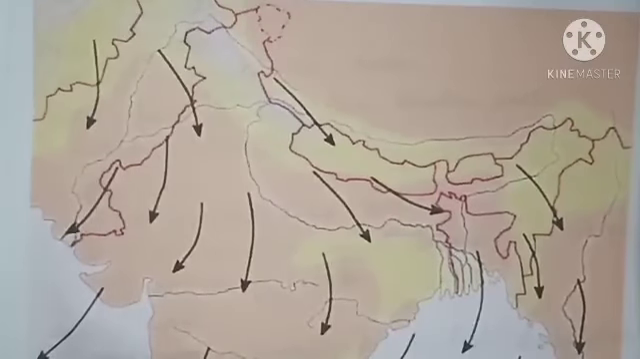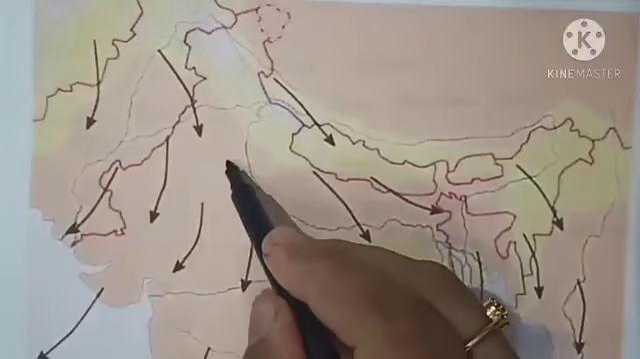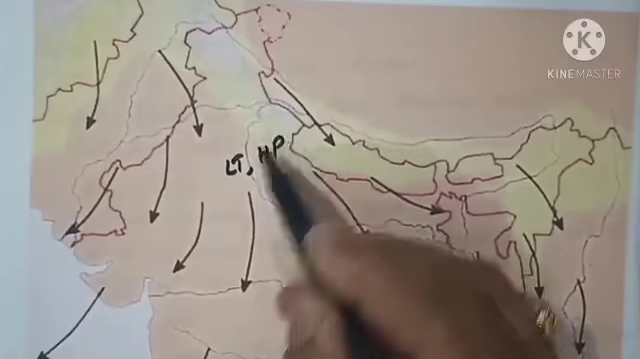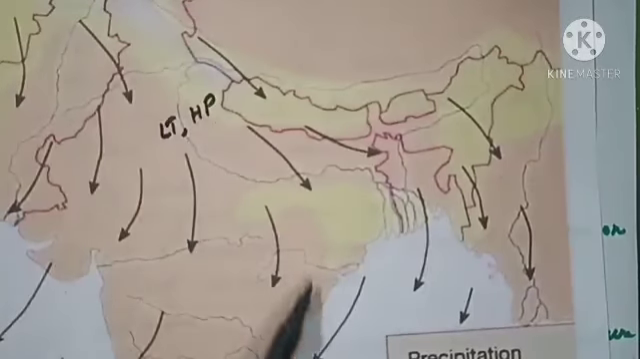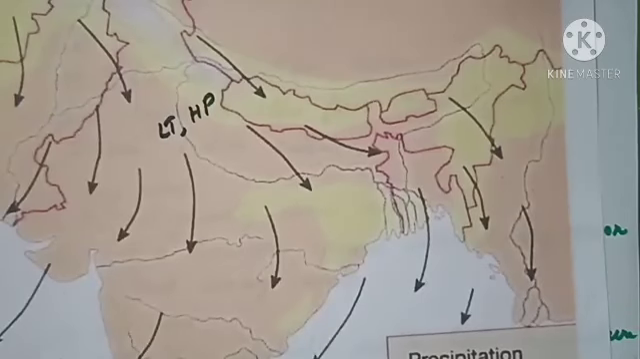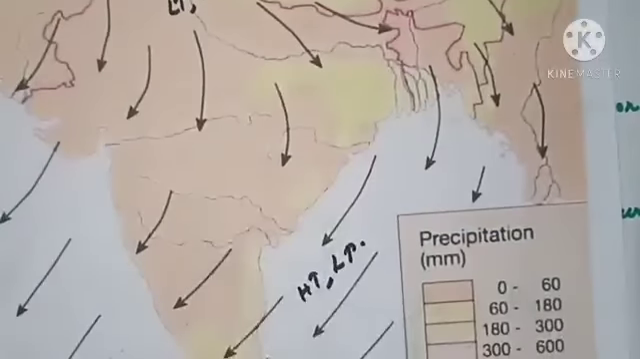See the map here. Here, low temperature and high pressure. At the same time over the ocean, high temperature and low pressure. Wind always blows from high pressure to low pressure. Okay, so wind blows from the northern part of India to the Indian Ocean. These winds are known as northeast monsoon winds.